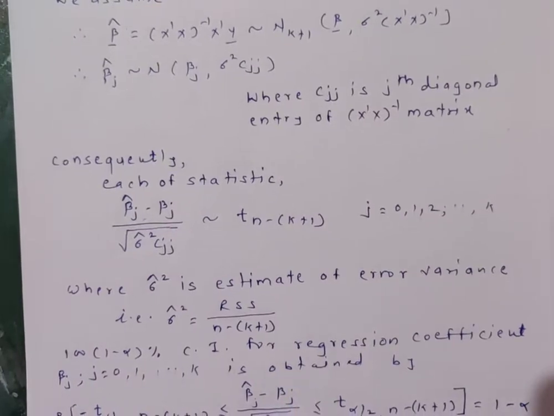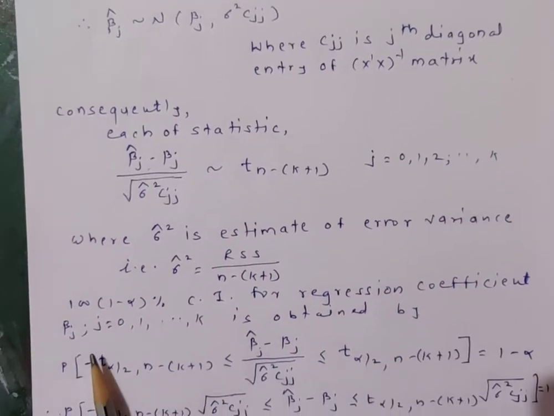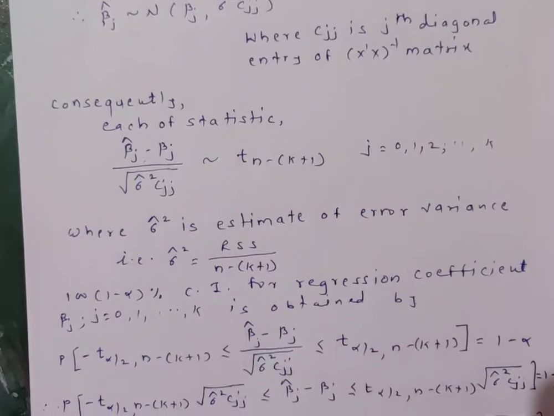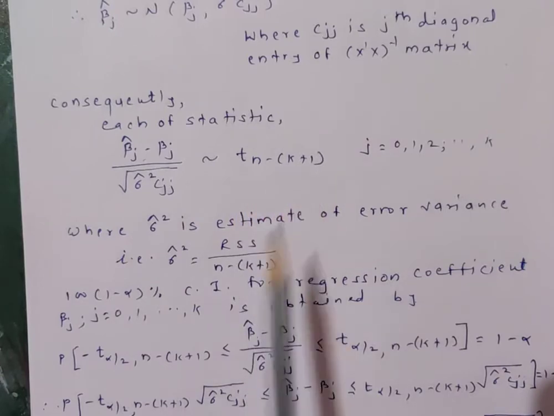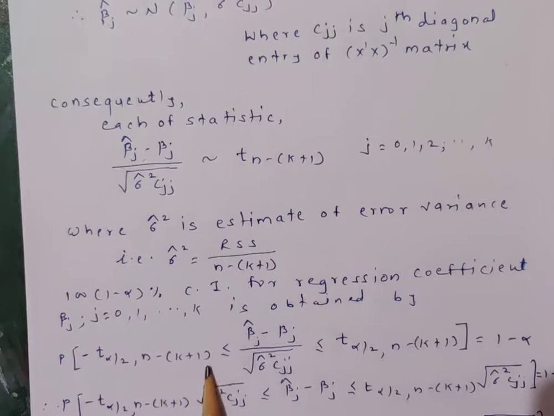Fine. So the 100 times 1 minus alpha percent confidence interval for the regression coefficient beta j, for j equal to 0, 1, 2 up to k, is obtained as follows. We take the probability of beta j hat minus beta j divided by square root of sigma hat square Cjj. Since this follows t with n minus k plus 1 degrees of freedom, this value lies between minus t alpha by 2, n minus k plus 1 and t alpha by 2, n minus k plus 1, the positive and negative values of the distribution, with probability 1 minus alpha.